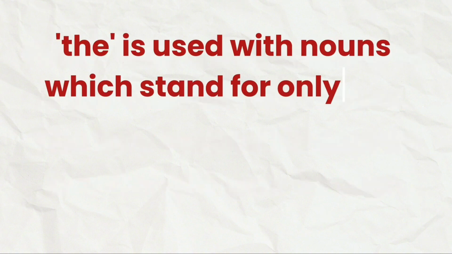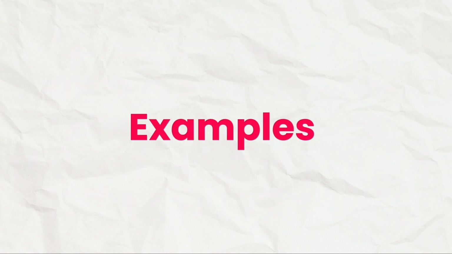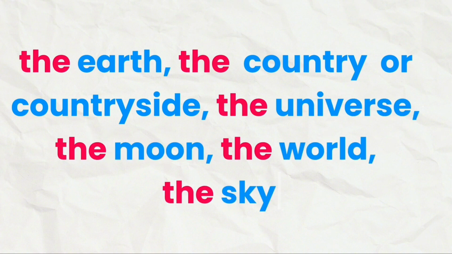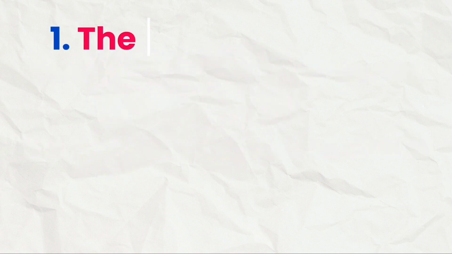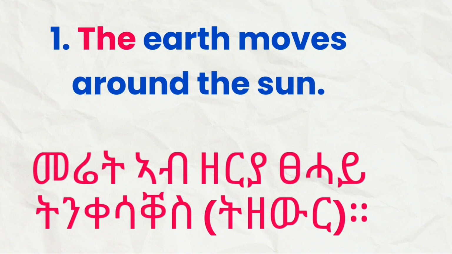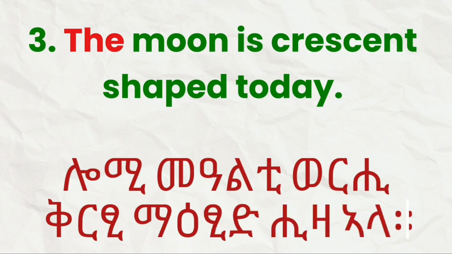The is used with nouns which stand for only one of its kind in the world. Examples: the earth, the country or countryside, the universe, the moon, the world, the sky, the stars, the Dalak Islands, the Red Sea, the Sahara Desert. Let's see the following examples. 1. The Earth moves around the Sun. 2. The sky has no limits. 3. The moon is crescent-shaped today.